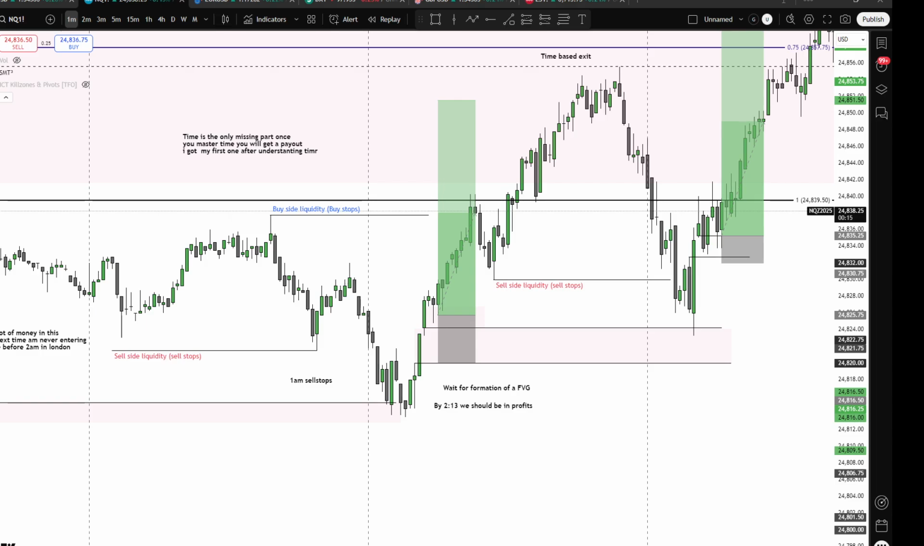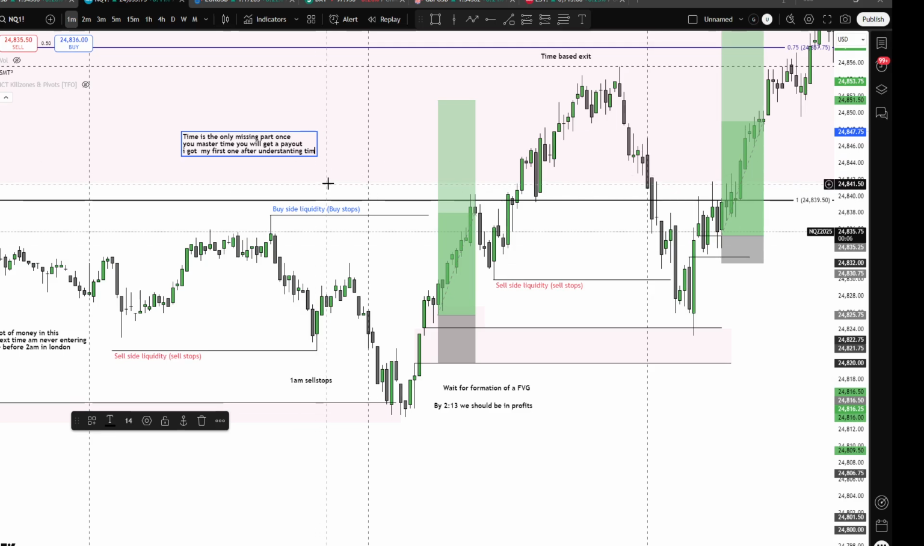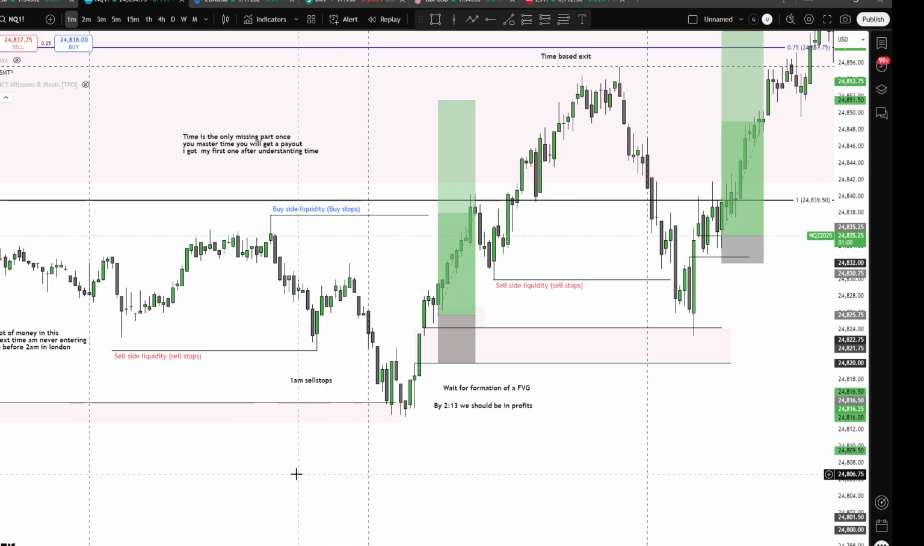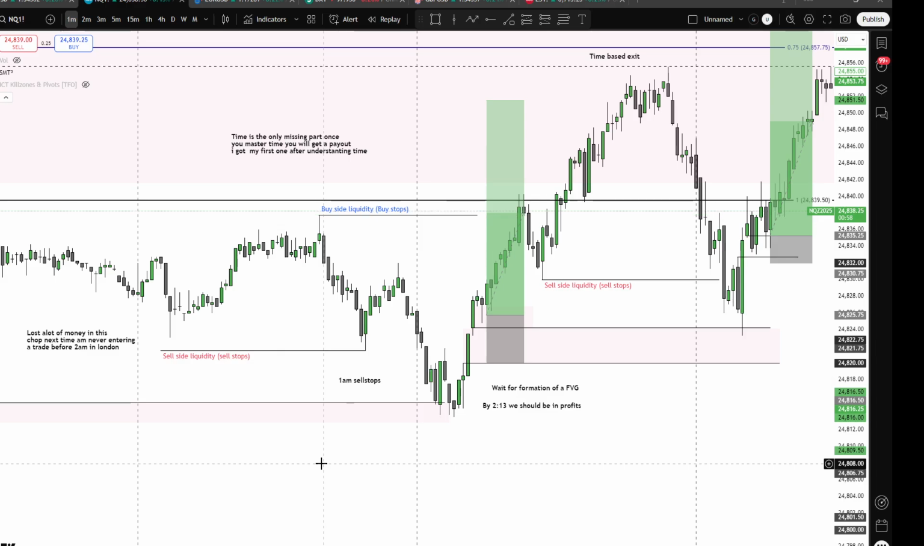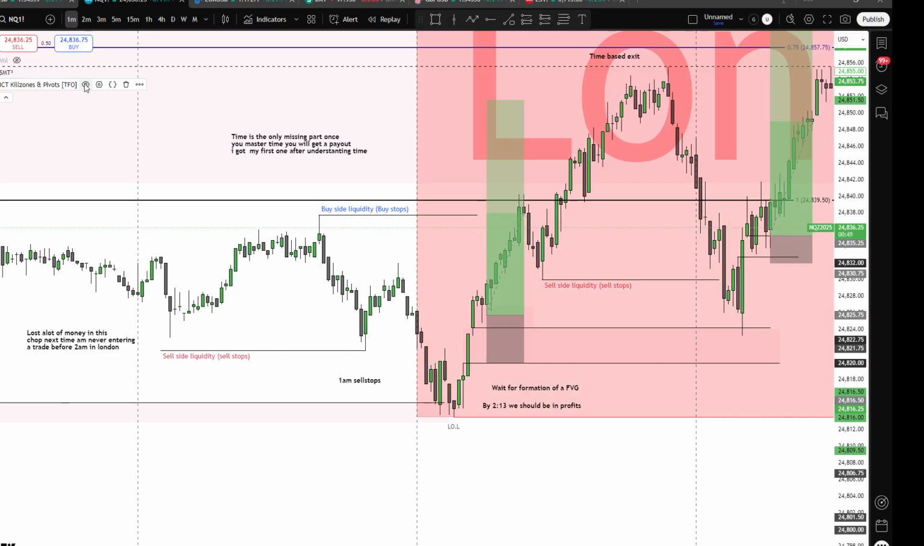This is going to be a brief lecture. You want to study exactly these things. When you hear ICT emphasize and talk about time-based setups, this is so important in trading. This is NQ, which is also NAS 100. This is a 1 minute chart. Now these are the rules. I'm going to be brief.